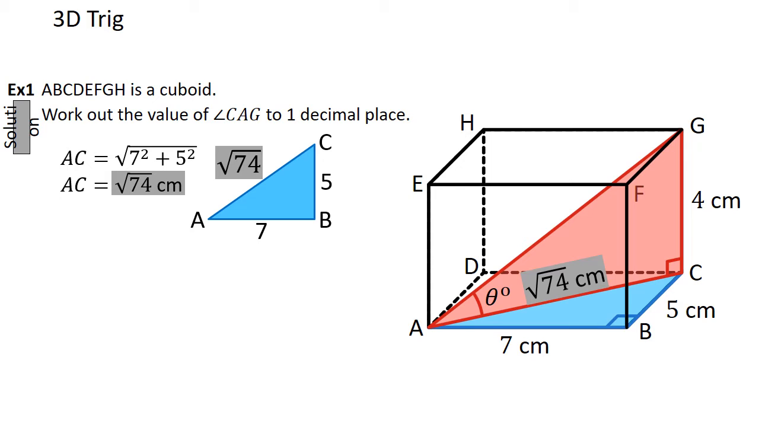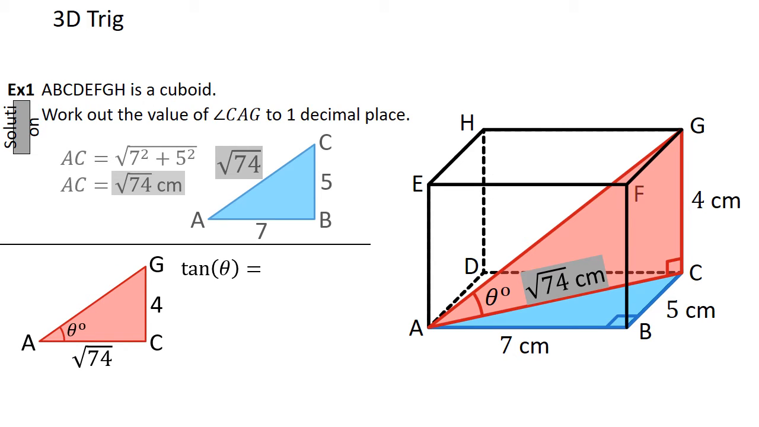So we've got an angle, we've got the adjacent, and we've got the opposite. Okay, so if we do that, it's going to be tan. So we know it's going to be 4 divided by the square root of 74, because it's opposite over adjacent. So it's 4 divided by the square root of 74, and then we're going to go tan to the minus 1 because we're looking for an angle, and that's going to be 24.9 degrees.